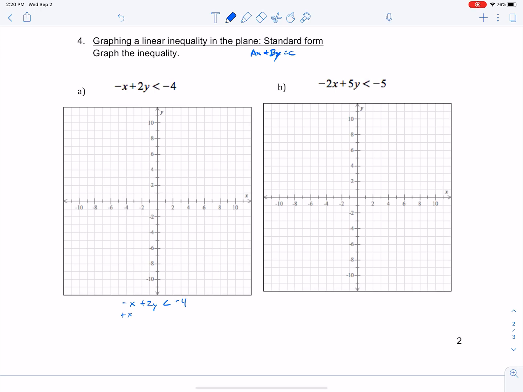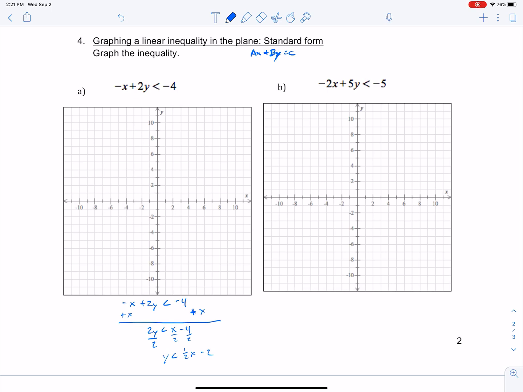I want to get my x on the right-hand side. So I have 2y is less than a positive x minus 4. We divide by 2, divide by 2, divide by 2. I get y is less than 1/2 x minus 2.